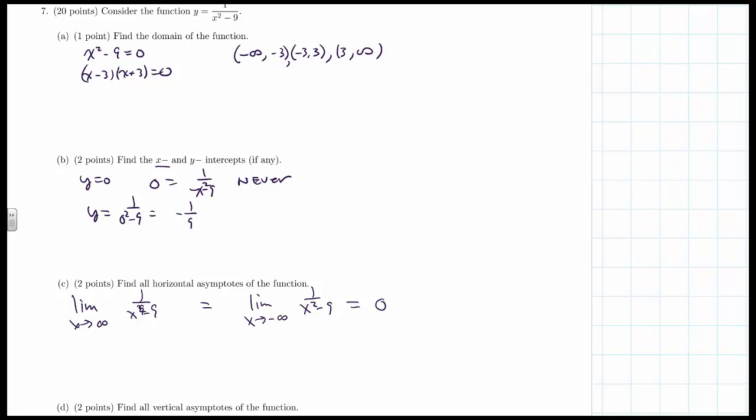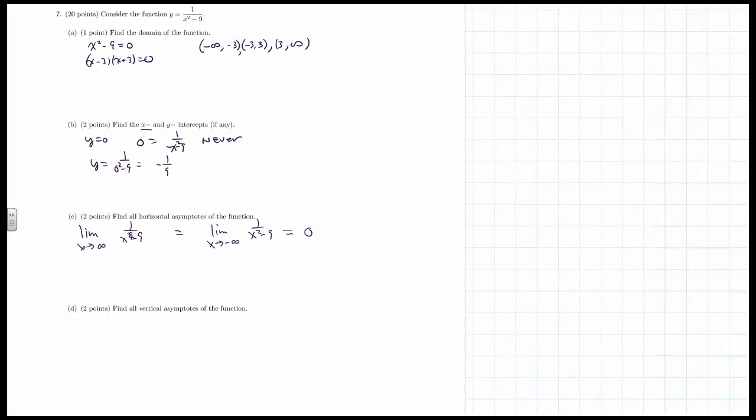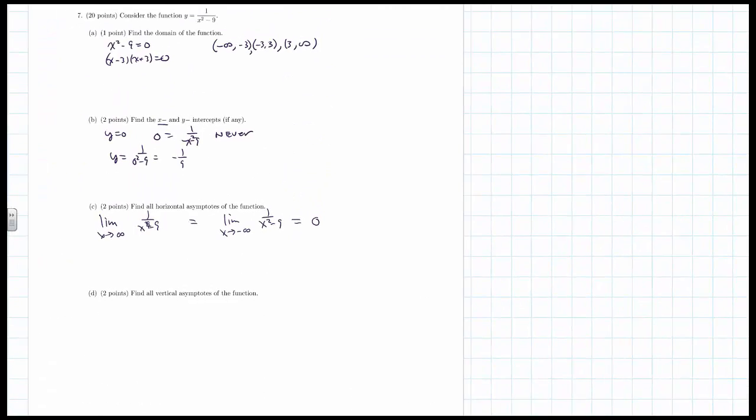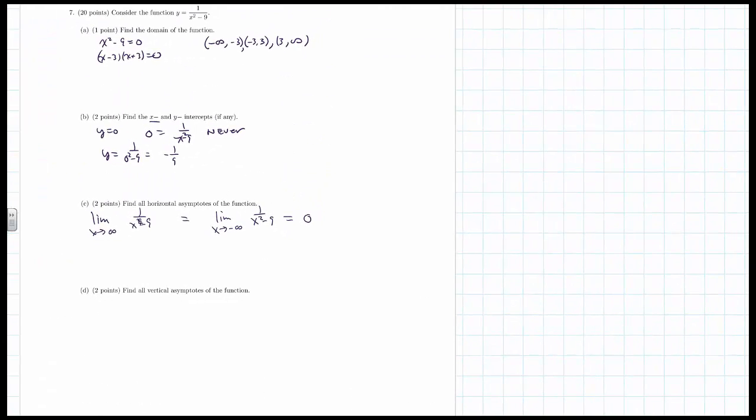Vertical asymptote, well, we found out that there's going to be vertical asymptotes at x equals negative 3 and x equals 3, because those are the values that make the denominator of that expression equal to 0.